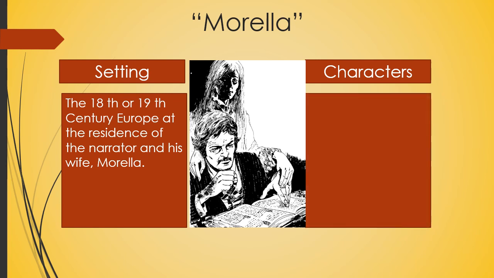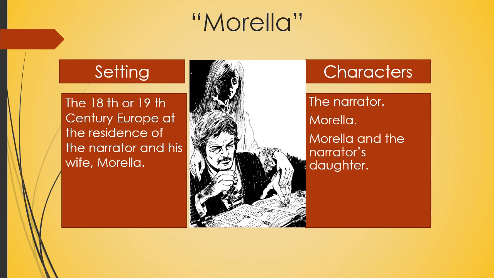We can locate four characters in the short story of Morella. The first character is the unnamed narrator, who is depicted as an unreliable first-person narrator because he shows signs of mental instability, and that's why we shouldn't trust the credibility of his story. The second character is Morella, the wife of the narrator, who is depicted as a woman of intellect and genius.